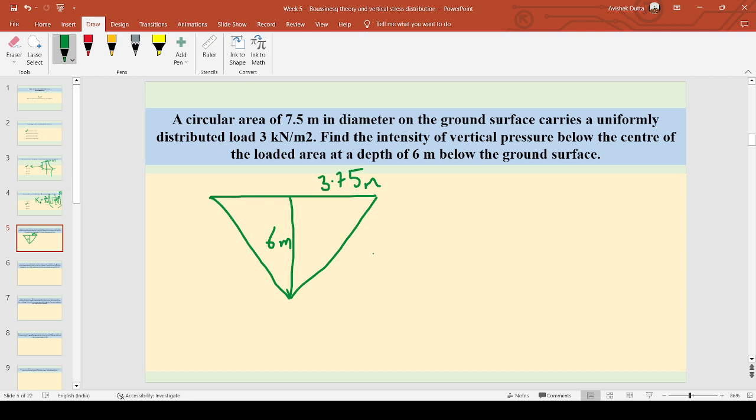Now we can solve this question by two methods. Firstly, this is the triangle with the height equal to 3.75, this is 90 degree, and the base is 6. We can find out the value of this angle. The value of this angle will be approximately equal to 32 degree.